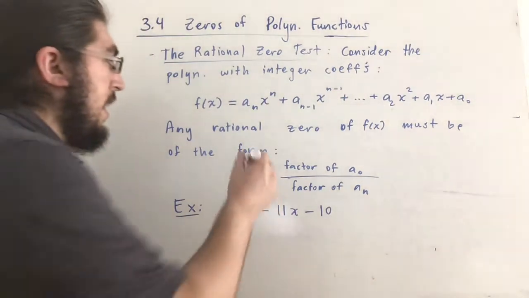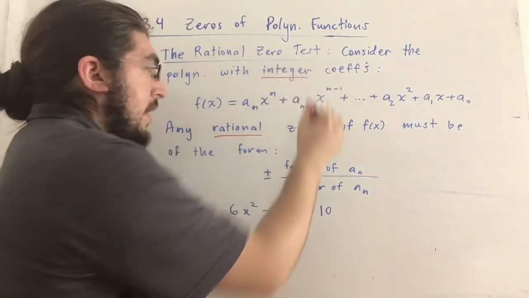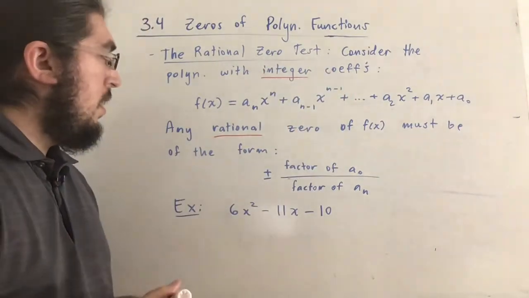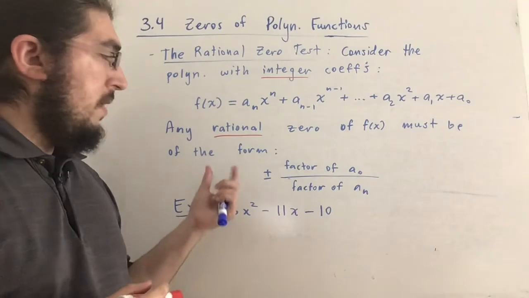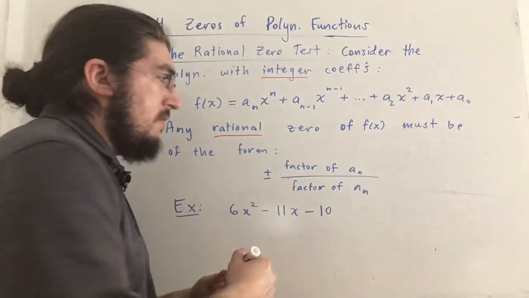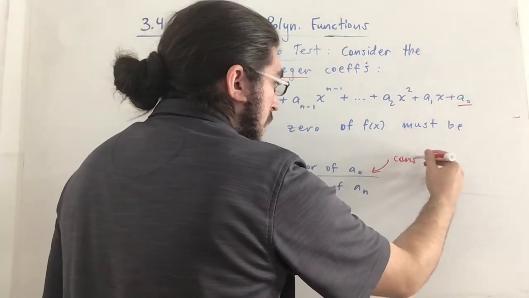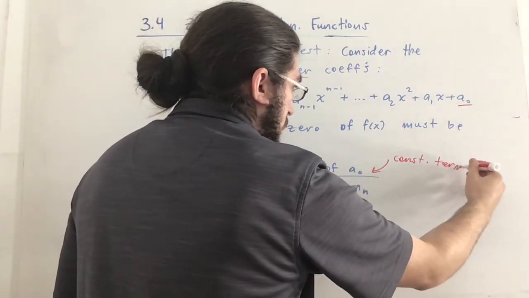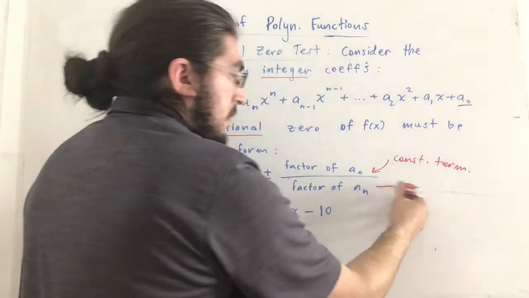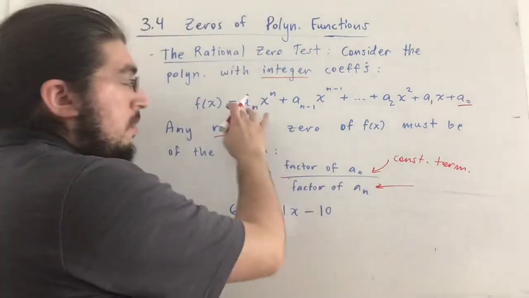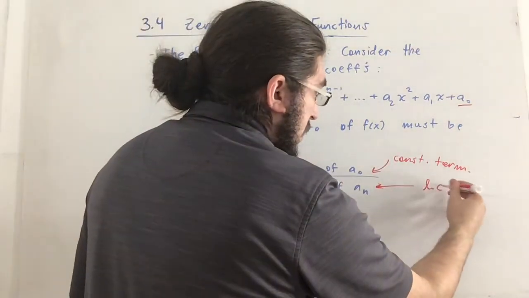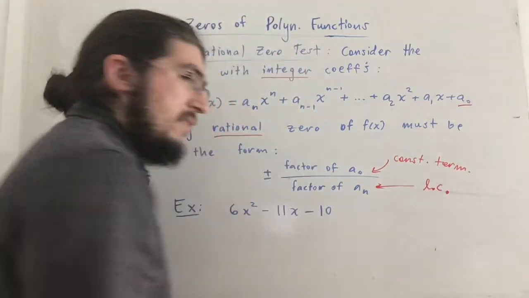Then we go on to say that any rational zero, so I want to underline integer and rational, I'll talk about that in a second. Any rational zero of f of x must be of the form plus or minus a factor of a sub 0, which notice is the constant term, over a factor of a sub n, which is the leading coefficient. Remember, I used LC as our acronym for that.